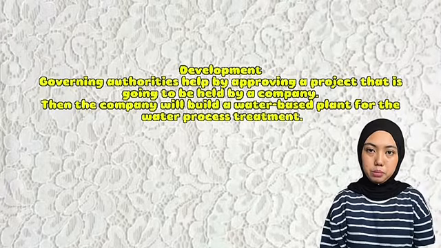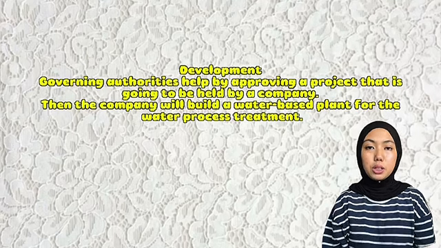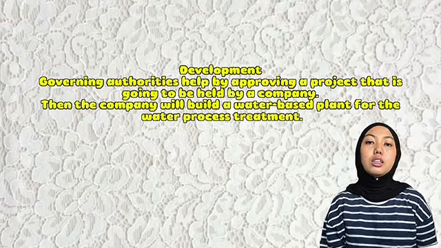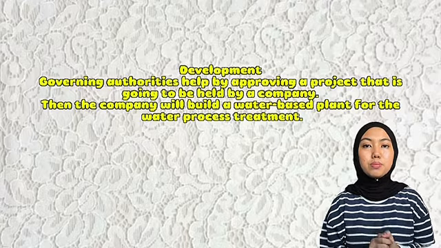As for the development, governing authorities help by approving a project that is going to be held by the company. Then the company will build a water-based plant for the water process stream.